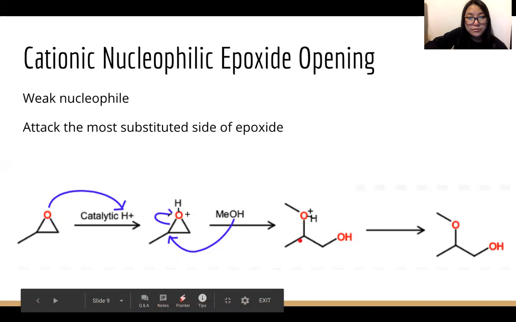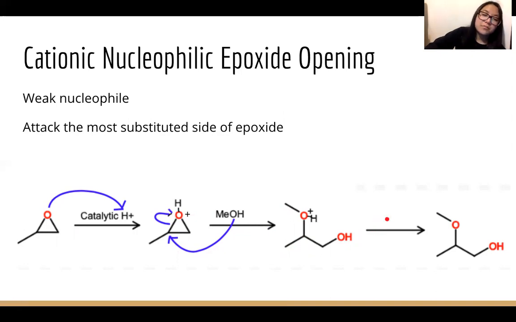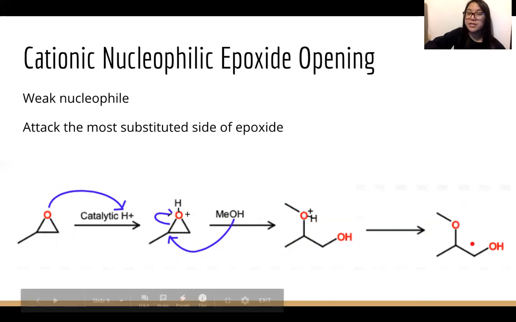Is this correct? Yeah. Okay. And then right here, basically what happens is something's going to come in just to deprotonate, take this off. It could be another equivalent of the MeOH. As long as you take off this extra hydrogen and make a neutral structure.